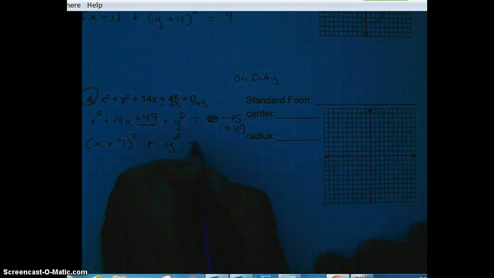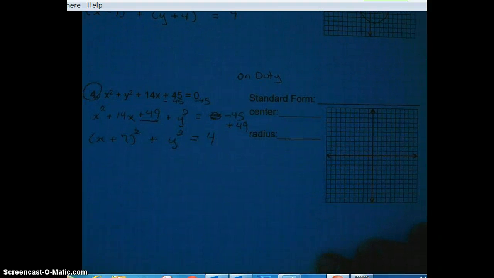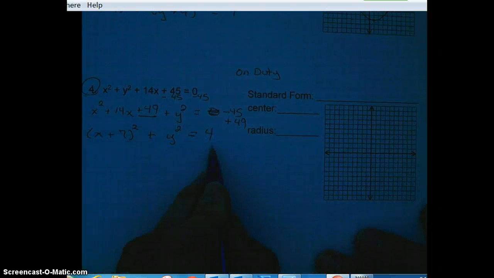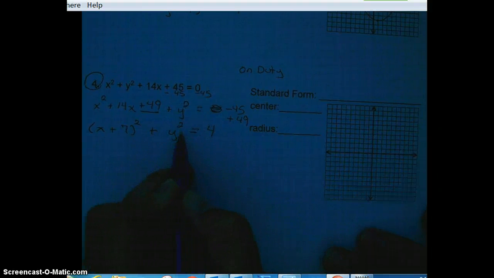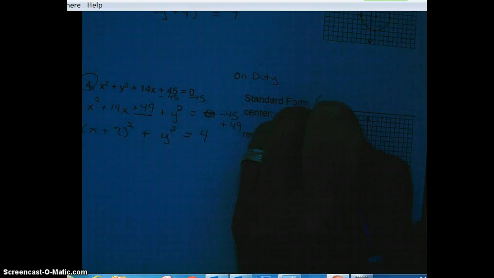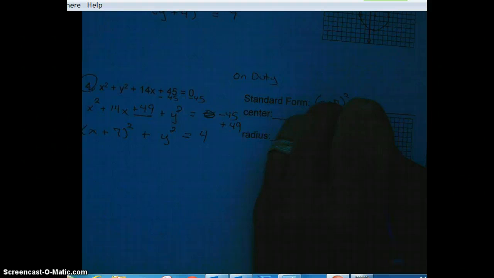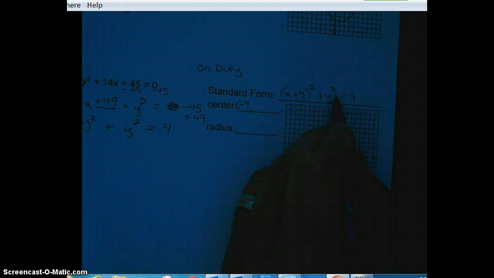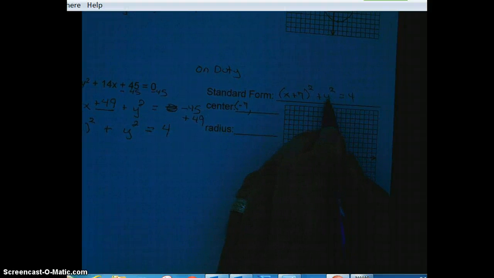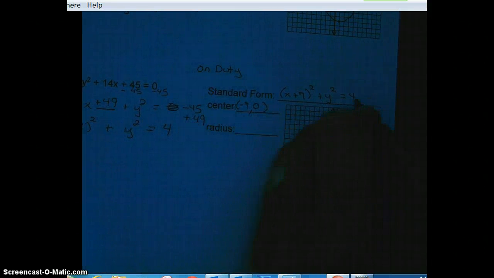Okay, let's see, that's 4. So this is our standard form. So don't freak out when you can't complete the square on one of the squared terms. You just leave it alone. Okay, and so the center would be half of, or opposite of 7. And then what did I say the number was that was being subtracted from the y? 0. And the square root of 4 is 2.